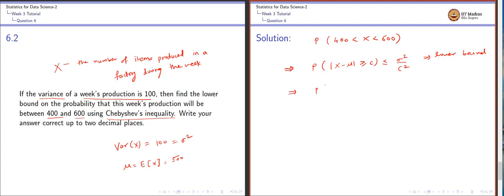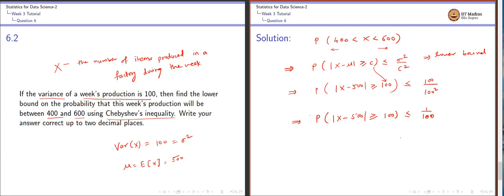So what is mu here? It's 500. X is lying between 400 to 600, that means c is equal to 100, right? And then to find this probability, we can just substitute the value of sigma square and c square. Sigma square is 100 divided by c square, which is 100 square. So it will be the probability that mod of x minus 500 is greater than 100 is less than or equal to 1 by 100. So this is the bound on the probability, which is 0.01.